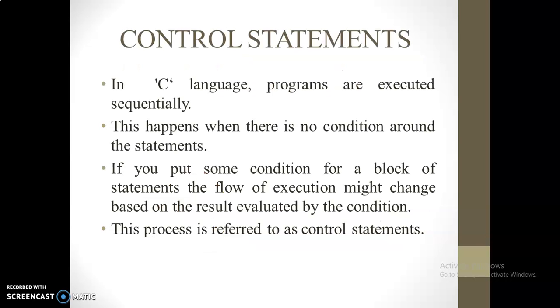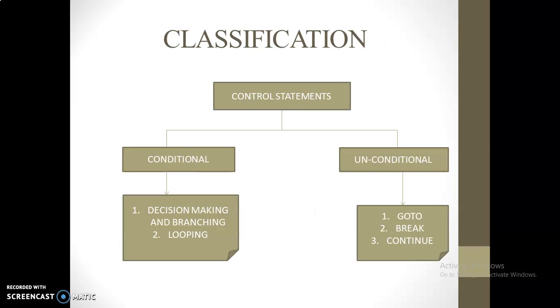First of all, control statements. In C language, the programs are executed in sequential order. This happens when there is no condition around the statement, and if we put some condition on a block of statements, then the flow of execution might change based on the result evaluated by the condition. This is called control statements.